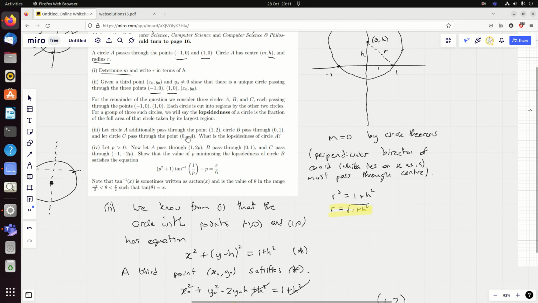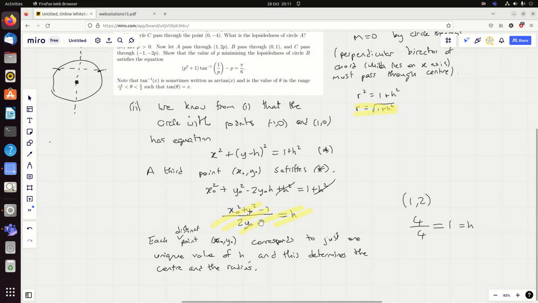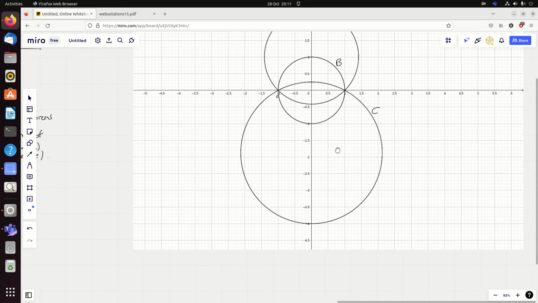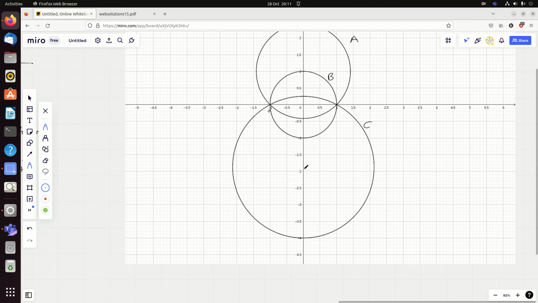Same for C, 0, -4, just plug it in. You actually get -15 over 8 here, so you don't get a nice value for H. Your R ends up being, I think, 17 over 8 once you've done the Pythagoras. But don't worry too much about that. It almost feels like a bit of a distractor in this question, actually. But yeah, the center of it is, in fact, -15 over 8 and 17 over 8 for the radius. I did write that down on my diagram as well.